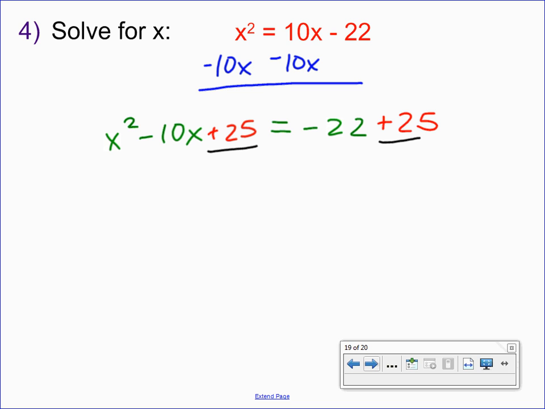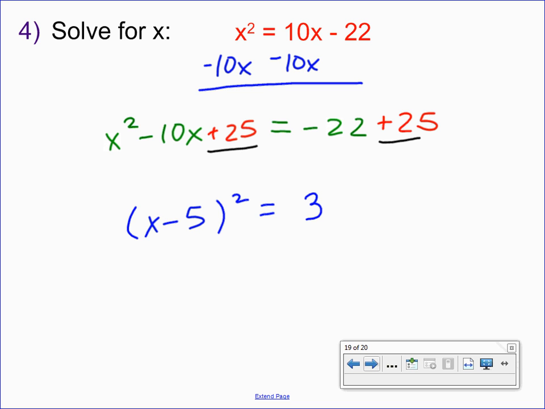And then I rewrite my perfect square trinomial as a binomial squared. Meanwhile, on the right-hand side, I'll simply combine like terms. Negative 22 plus 25 is 3. But more importantly, inside of my binomial, quantity squared, what quantity squared equals x squared minus 10x plus 25? Hans? x minus 5 squared. x minus 5 quantity squared. Nice job, Hans. Thank you.